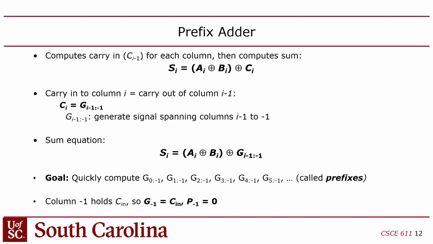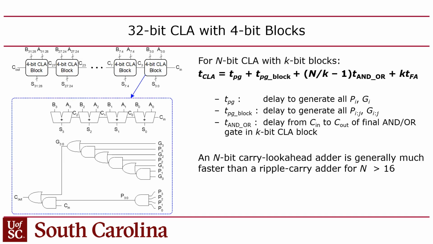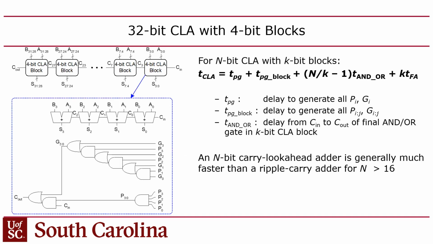Okay, so the final type of adder is the prefix adder, and this one's kind of neat. The idea is similar to the carry-lookahead. You still have these propagates and generates. The difference is that with the carry-lookahead adder, these generates and propagates were always calculated in fixed blocks. So P and G 3 down to 0, and then this block would give you P and G 7 down to 4, and then P and G 11 down to 8, right?